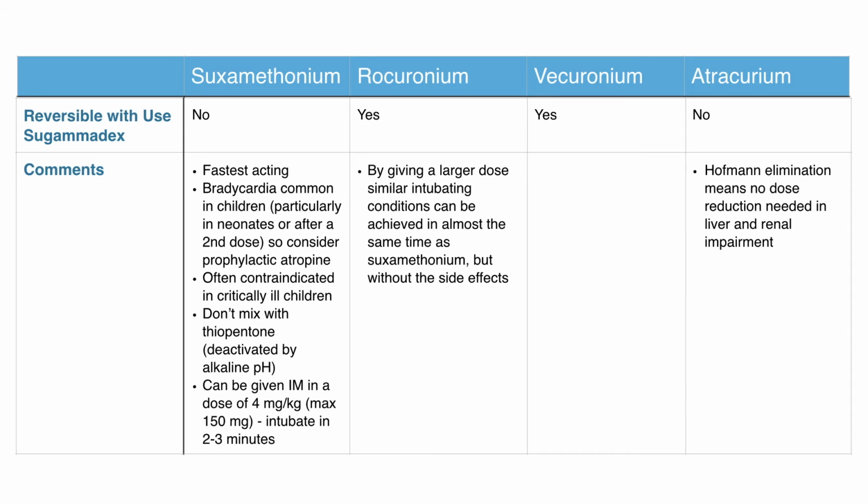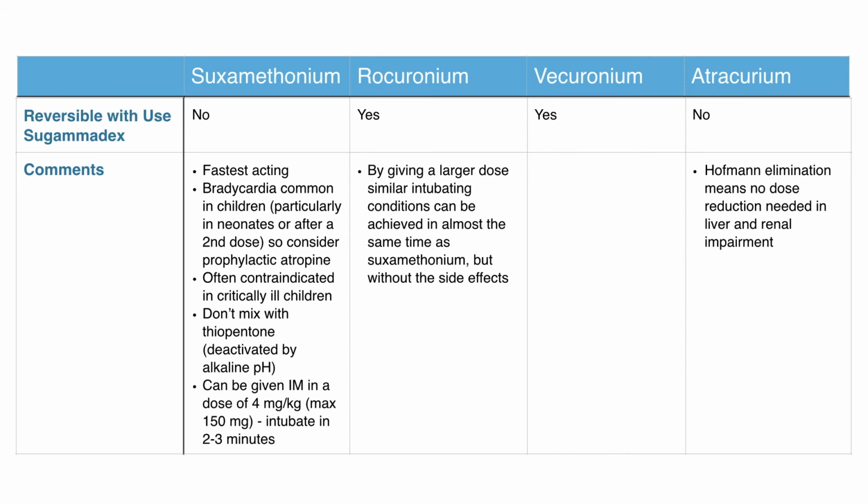Under rocuronium, it's important to note that by giving the RSI, the bigger dose of rocuronium, you can get intubating conditions which are similar to those achieved with suxamethonium in almost the same time, but without a significant number of the side effects that suxamethonium causes, and also there's much less contraindications to its use.